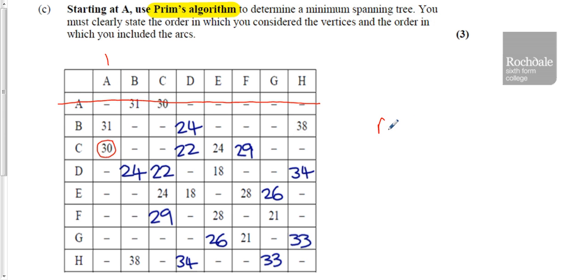So AC. Over the side here, I'm going to make a list of the edges as I add them to my tree. The question does say that we must clearly state the order in which we consider the vertices and the order in which we include the arcs. So the first arc is AC, and thinking ahead to part D, where we need to add up these lengths, I'm just going to put in brackets that AC is 30. So that was the first edge in our tree.